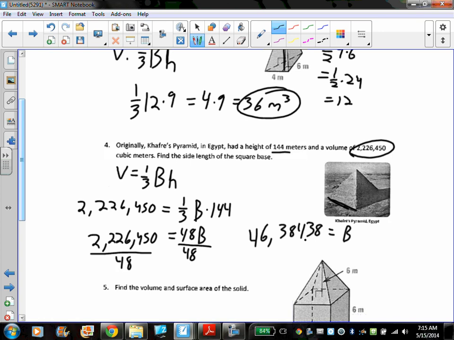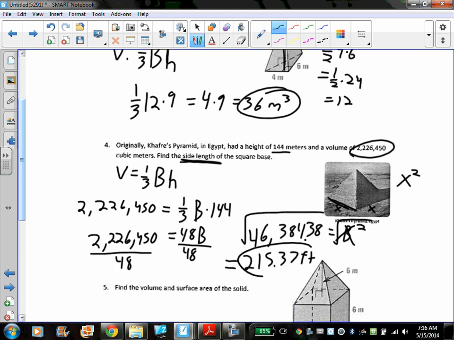Now remember, the base is a square, and we want to know one of the side lengths of that square. So here's x, here's x. The area of the square is going to be that x squared. It's going to be that side length squared. So to find the side length, we just have to take the square root of the number that we just got. And the square root of the number that we just got is about equal to 215.37 feet. So that would be the side length of the pyramid.